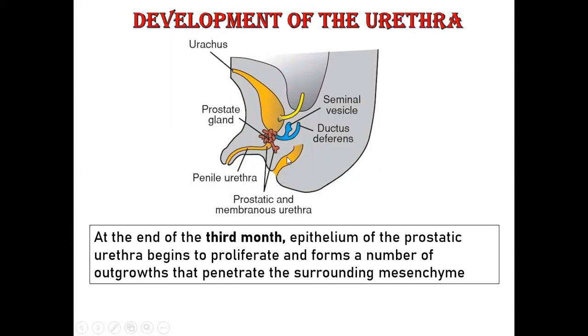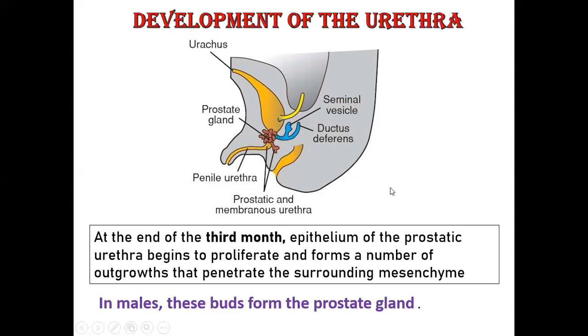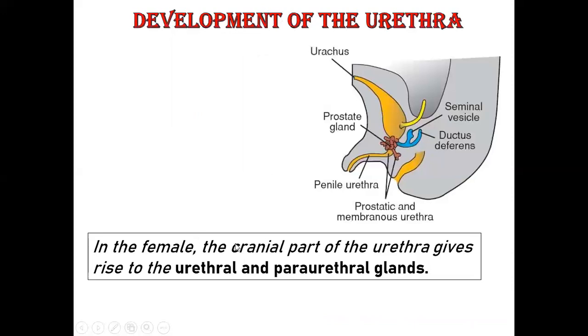And by the end of the third month, near about the third month, the epithelium of the prostatic urethra in males begins to proliferate here, and they form a number of outgrowths, as we can see here, that penetrate the surrounding mesoderm. And here they are forming the gland called the prostate gland. In males, these buds form the prostate gland. Whereas in the females, these buds from the cranial part of the urethra give rise to urethral and paraurethral glands. So in females, they form urethral and paraurethral glands, whereas in males, they form the prostate gland, the buds which are arising from the prostatic urethra.